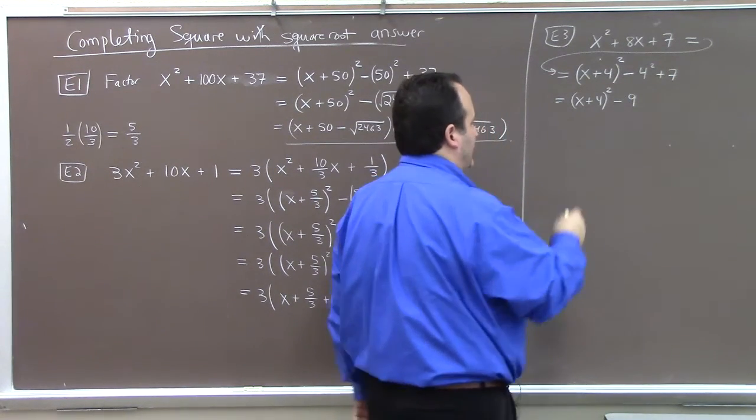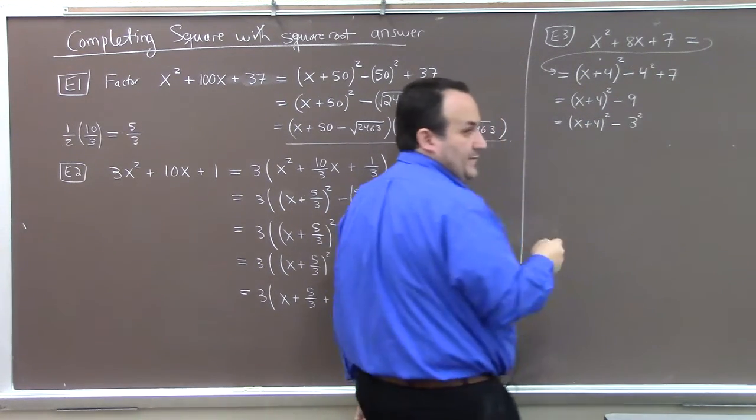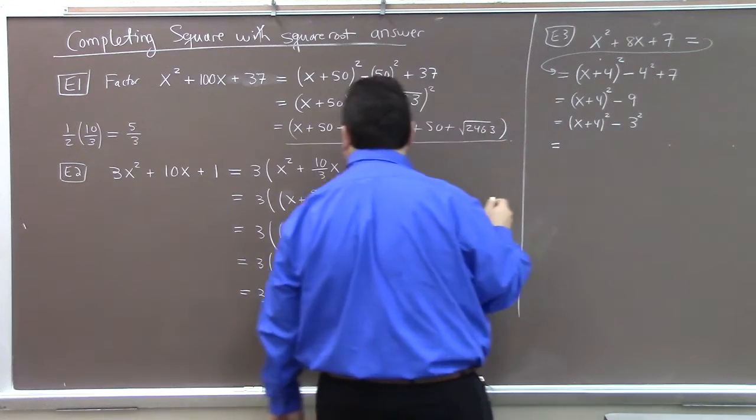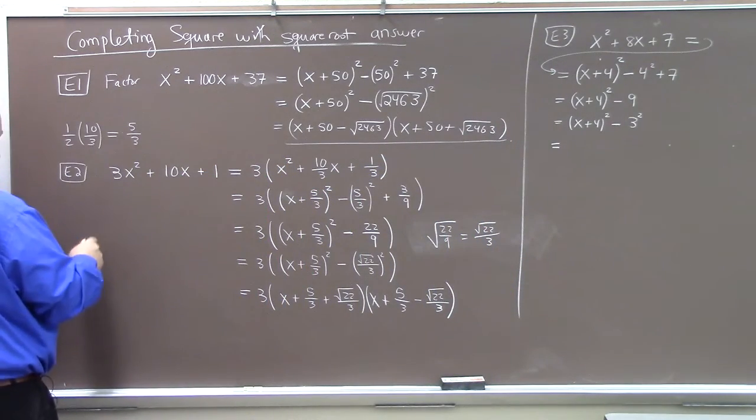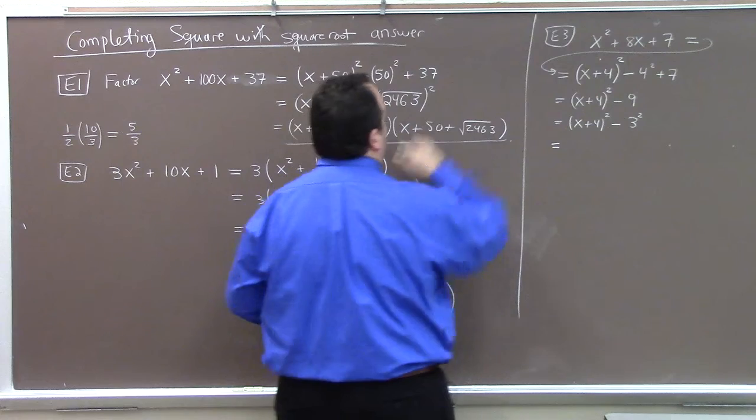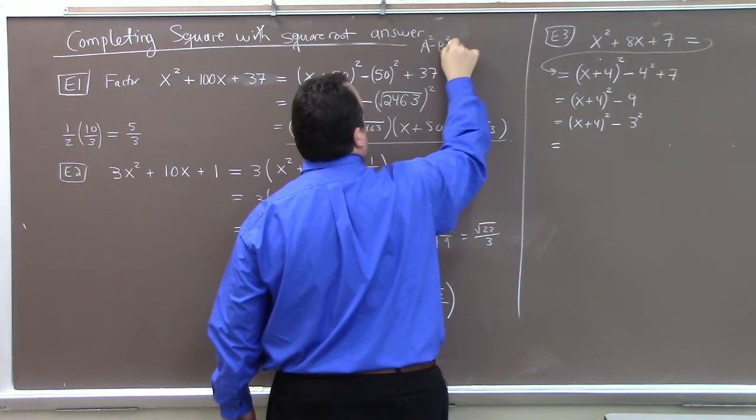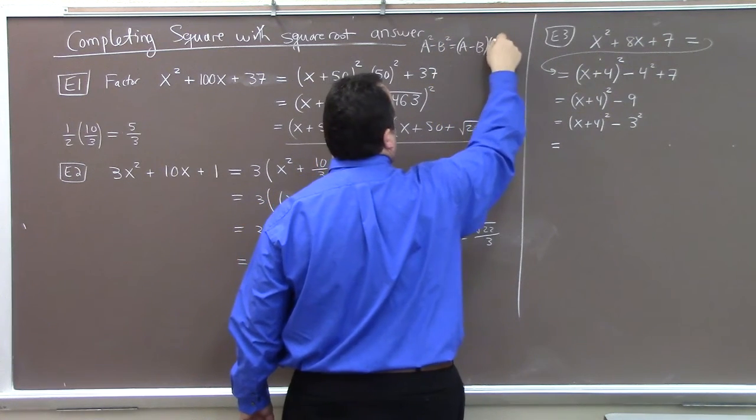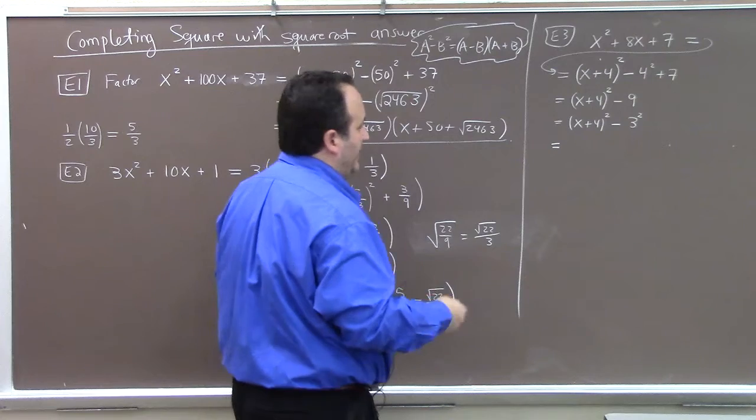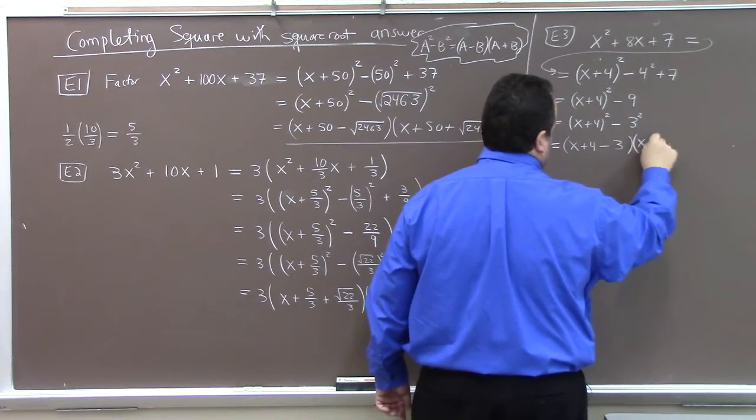But of course we could rewrite 9 as what? 3 squared, right? And so I have difference of squares. And so always go back to that, a squared minus b squared. So we keep using that over and over and over again, right? So this time, x plus 4 minus 3, x plus 4 plus 3.